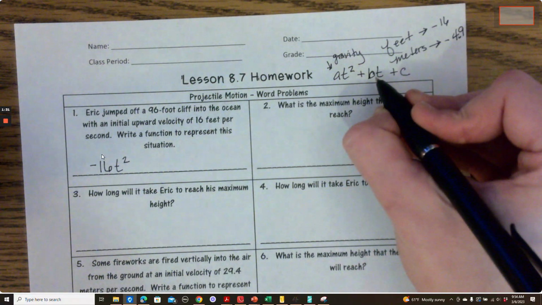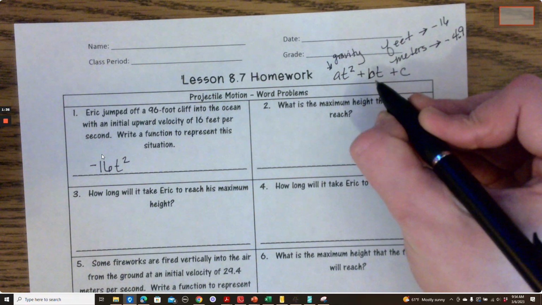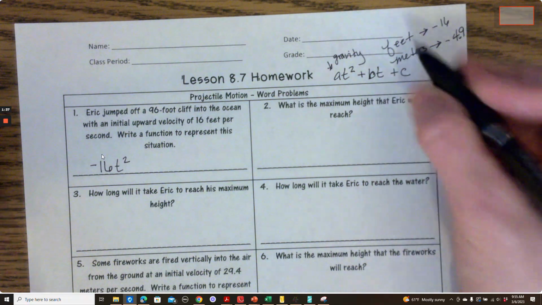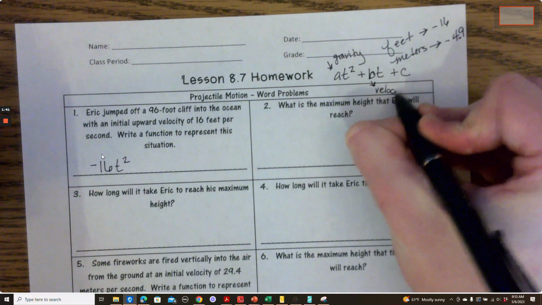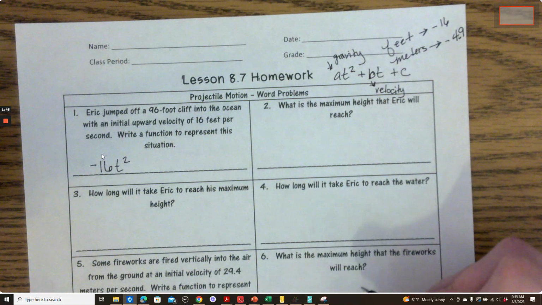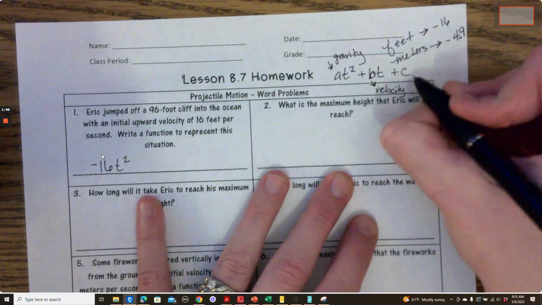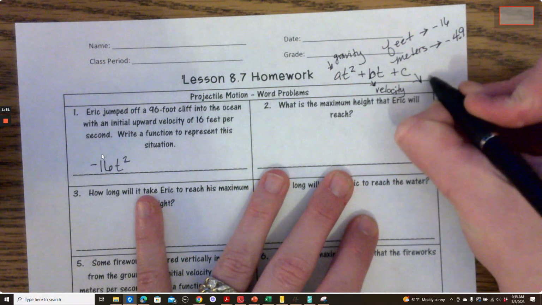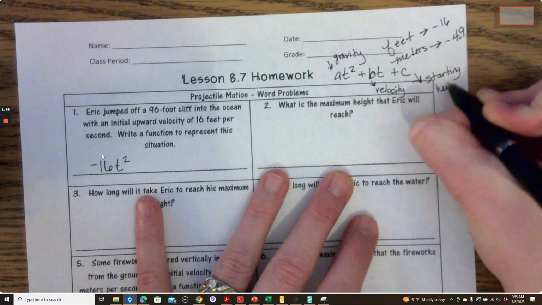The b value is the velocity. We can use the word velocity, so how fast the thing is going. And then c is the starting height.